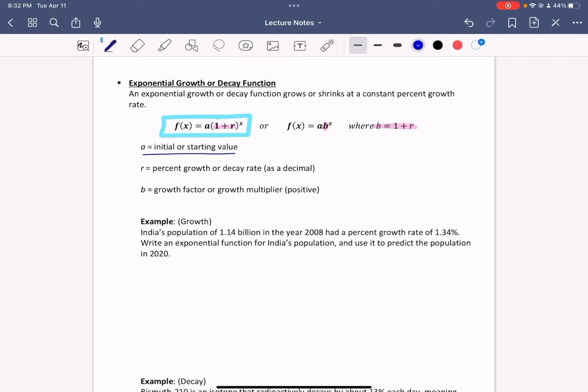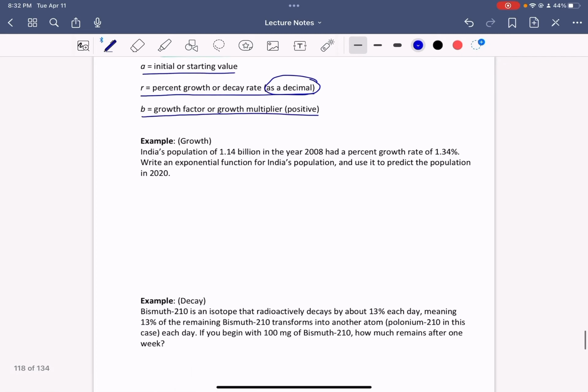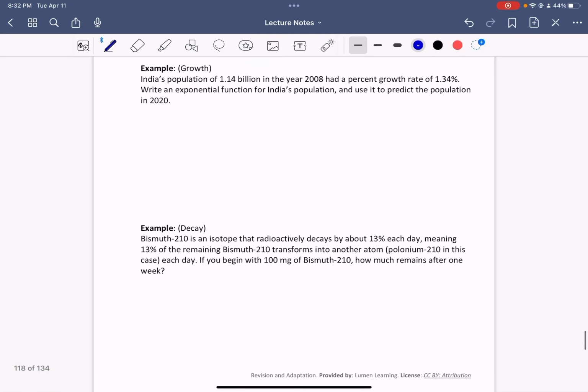A is always going to be your initial or starting value. R is going to be your percent growth or decay rate. Make sure you write it as a decimal. Don't use that percent number. And then B is known as your growth factor or growth multiplier. And so that's where the difference comes in of when do I use the B, when do I use the R. So let's just jump right into some problems and see what we're looking at here.